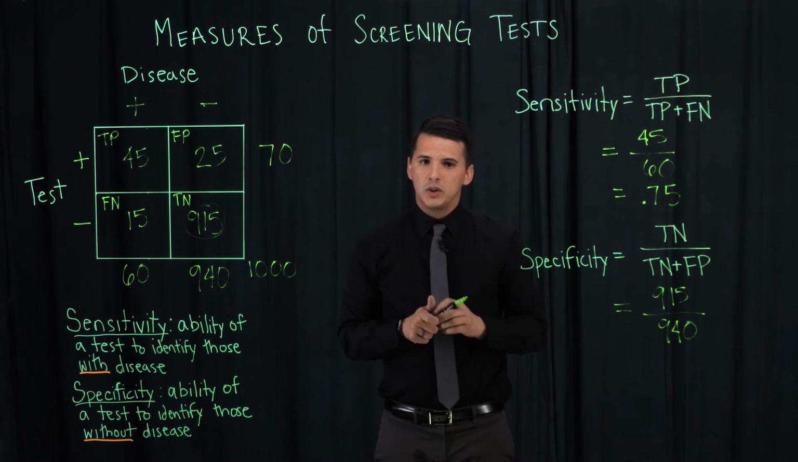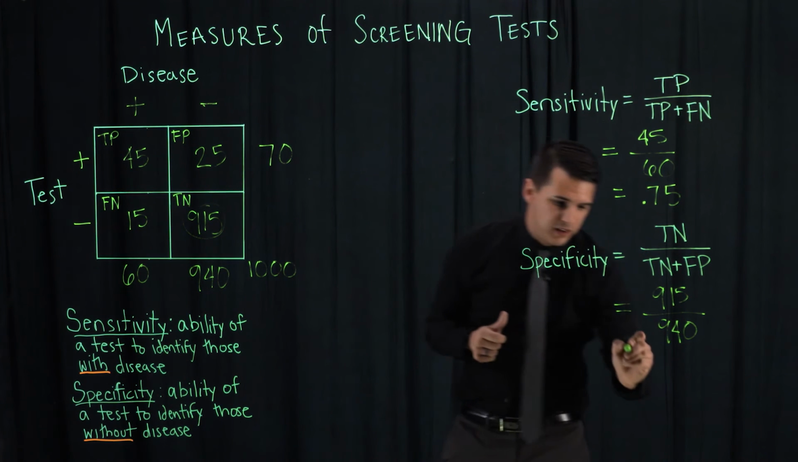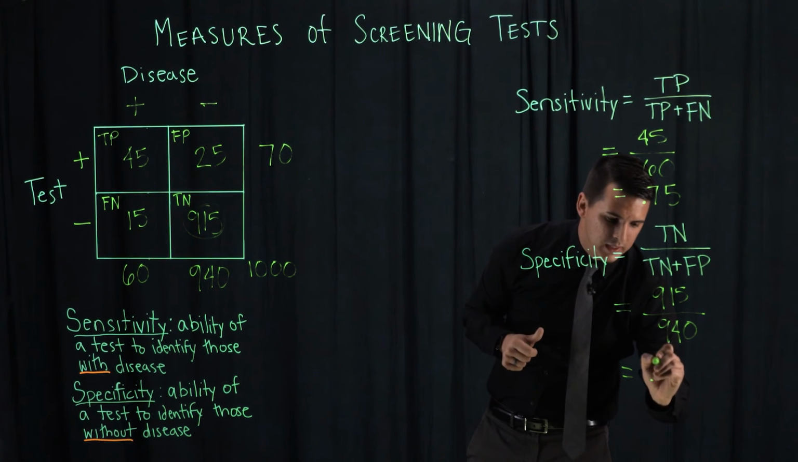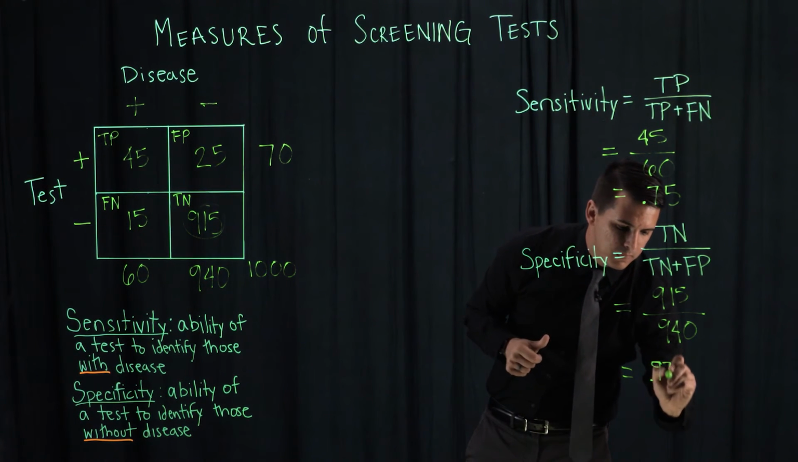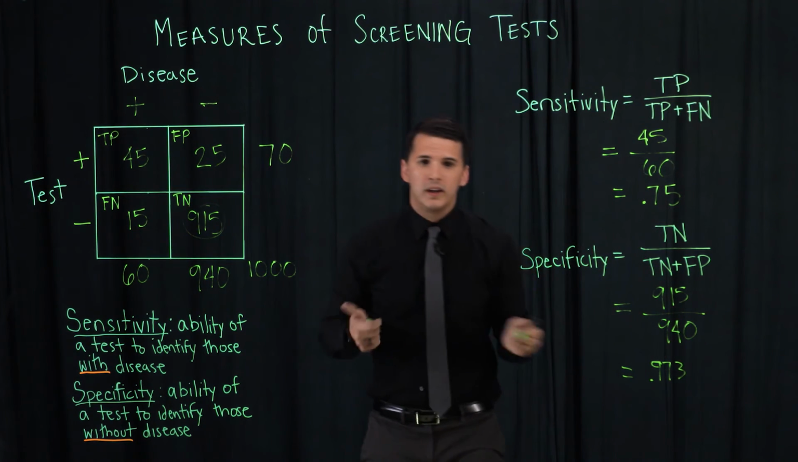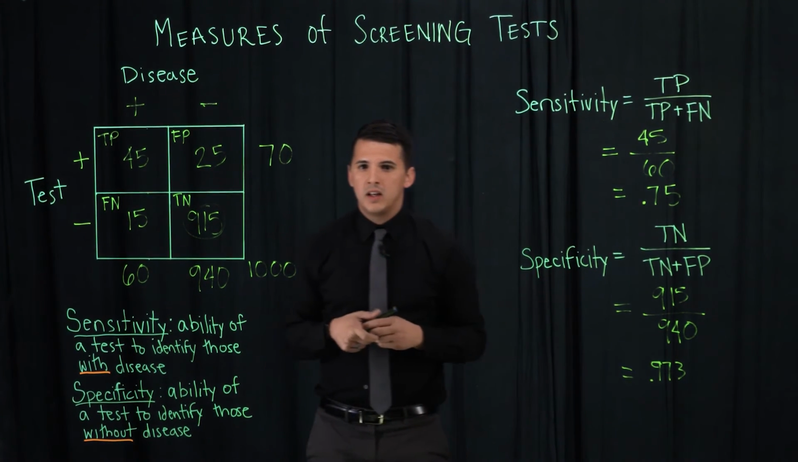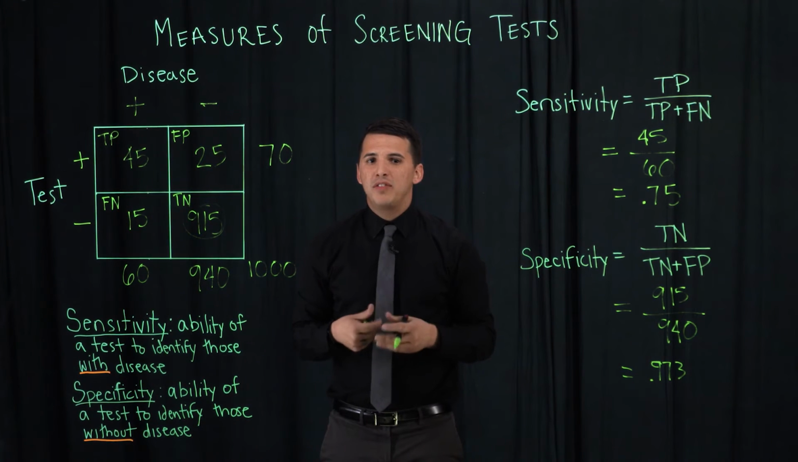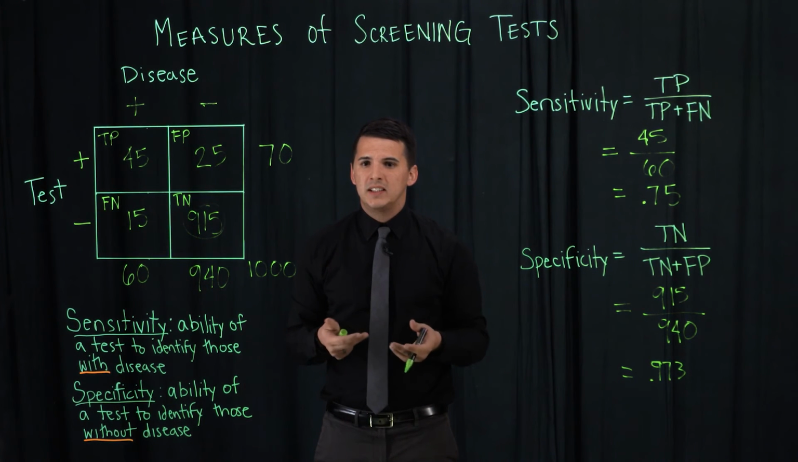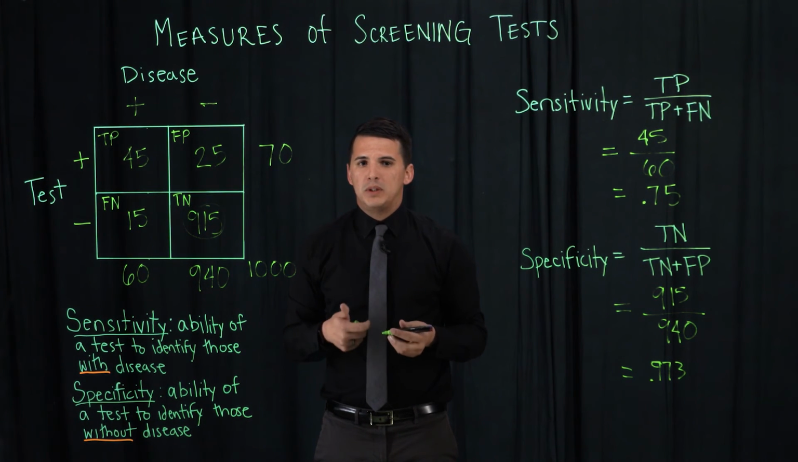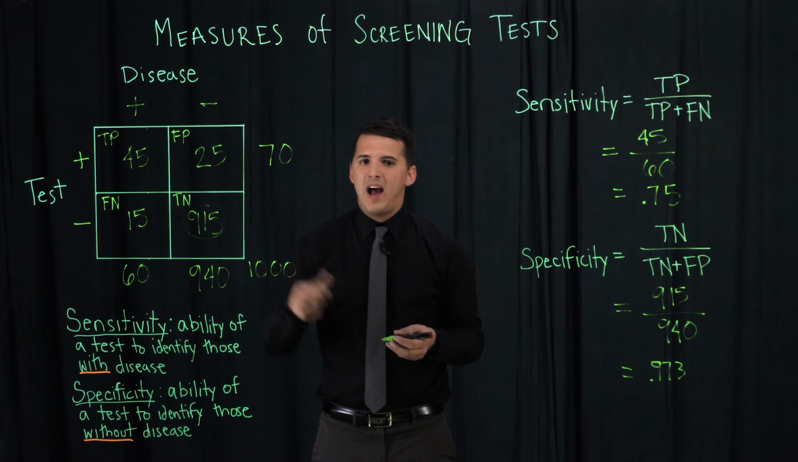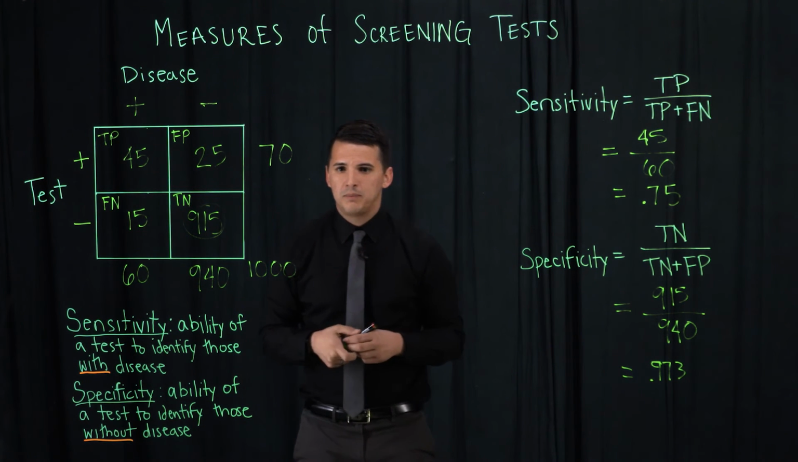And that gives us a total specificity, if you plug that into your calculator, of 0.973 or 97.3%. So what that means is that of those who do not have the disease, 97.3% would be correctly identified as not having the disease on our screening test.